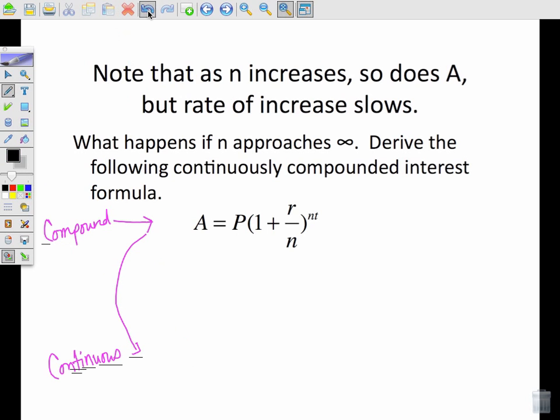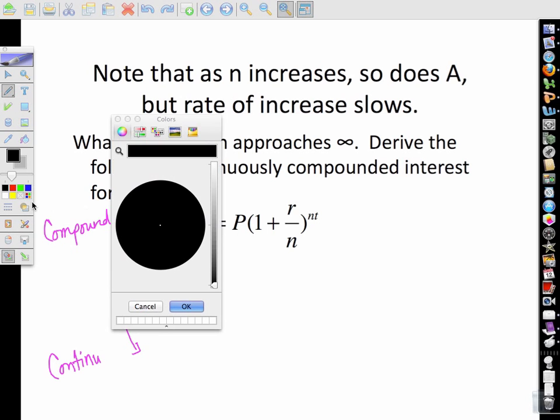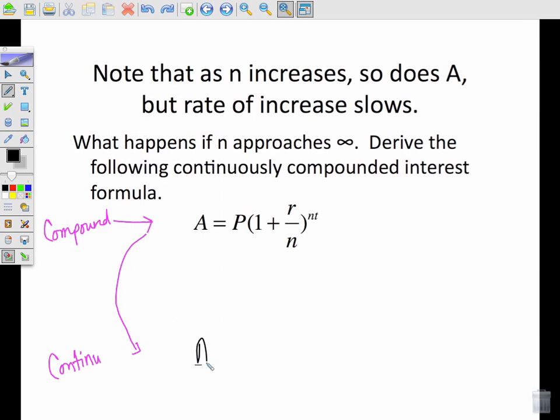We've got A equals P times E, which is our Euler number, to the RT. Okay, that the letter E, the number E. Okay, so I'm going to show you how that can be.